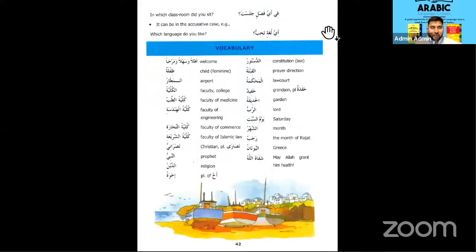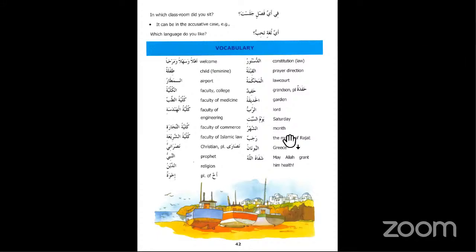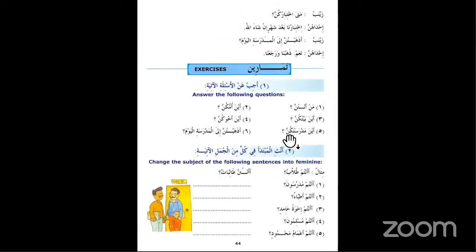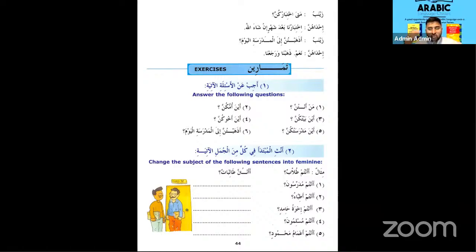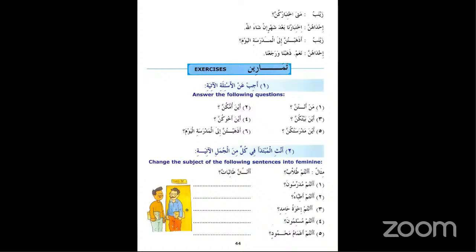Page 44, at the bottom, exercise number 3. It's Antum Ikhwatu Hamidin. So, are you the sisters of Hamid? No. Akhun is brother.